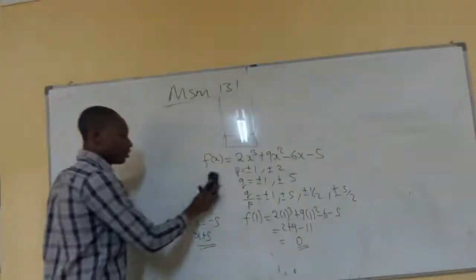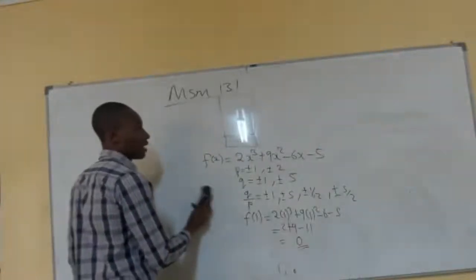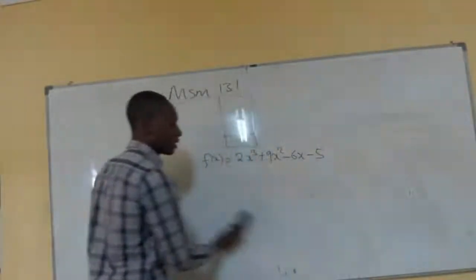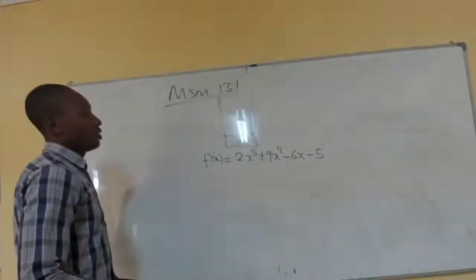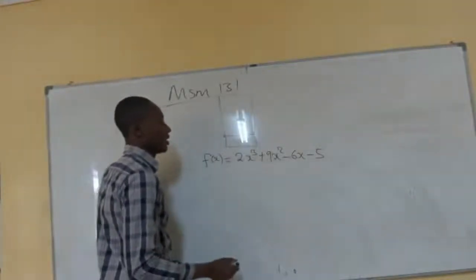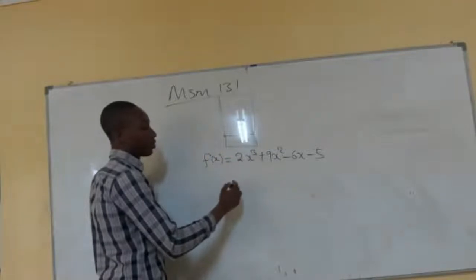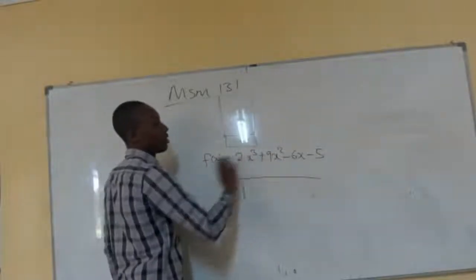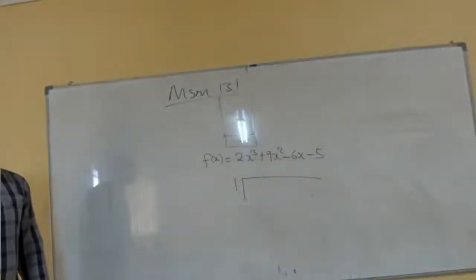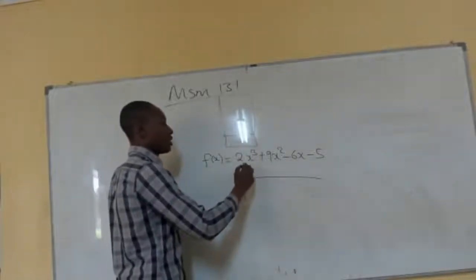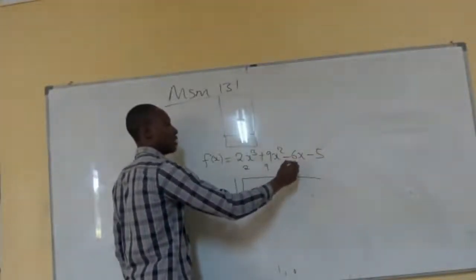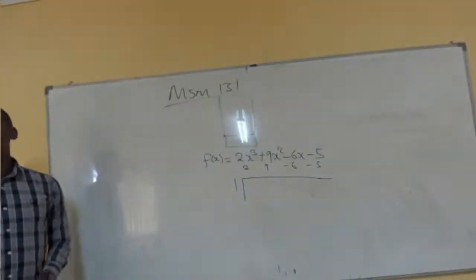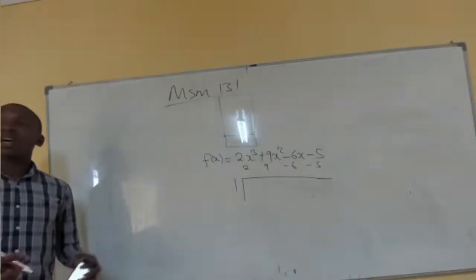So I'm going to use x minus 1 as a factor. So we're going to use synthetic division. We have x equals 1, so I'll put 1 here, and then we have the coefficients of the cubic function. The polynomial has coefficients 2, 9, negative 6, and negative 5. Alright, so now this is how the synthetic division works.